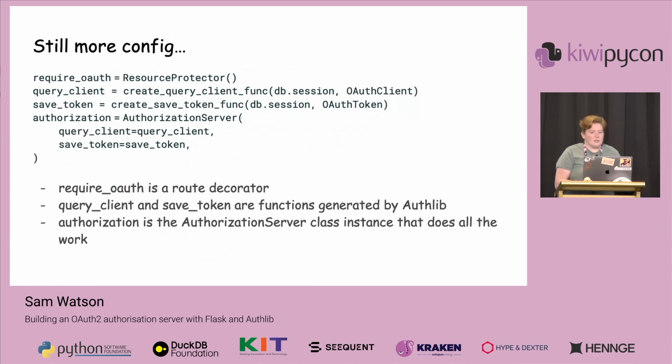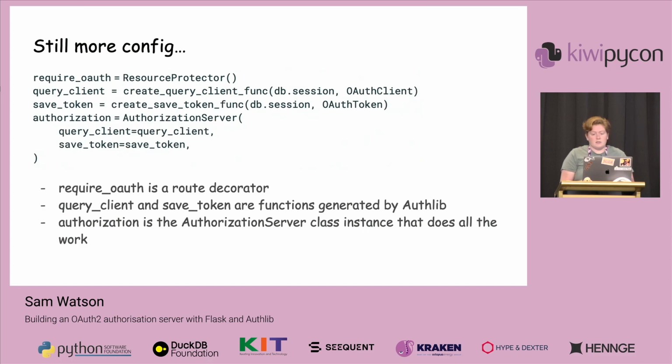Now that we have the grant set up, we need to set up the route decorator and the instance of the authorization server class we'll be using. The require OAuth decorator goes onto every route function that a player needs to be logged in for. It handles all the work to make sure the request object has the access token in the authorization header before we start doing any work, so it kicks them out if the token is wrong.